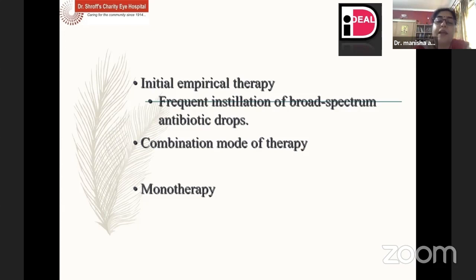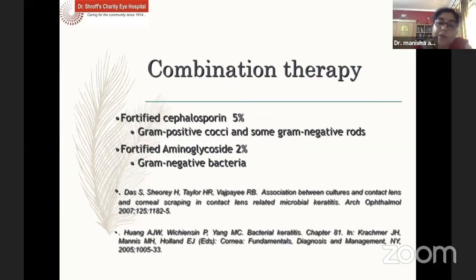Loading dose definitely helps in sensitizing the patient towards the importance of the drugs, and also gives them a lot of confidence when they are sitting in the clinic waiting for checkout. Combination therapy can be in the form of gram positive and gram negative fortified medications, being cephalosporin. Now, if it's not available, sometimes ceftazidime and ceftriaxone can also be given.